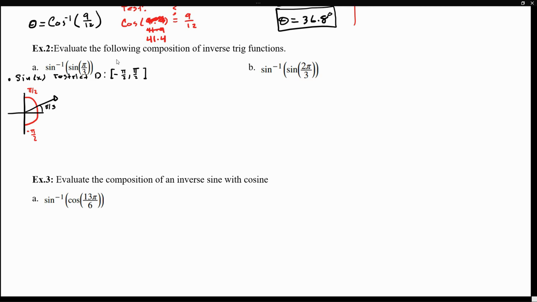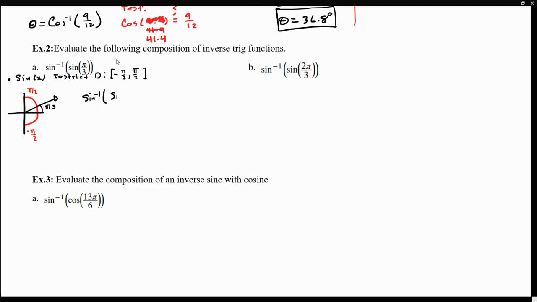Pi over 3 is 60. And notice that pi over 3 is definitely in the restriction. It's definitely a value that is between the restrictions that we defined previously in class. So since my value is between that restriction, we can apply the cancellation laws.